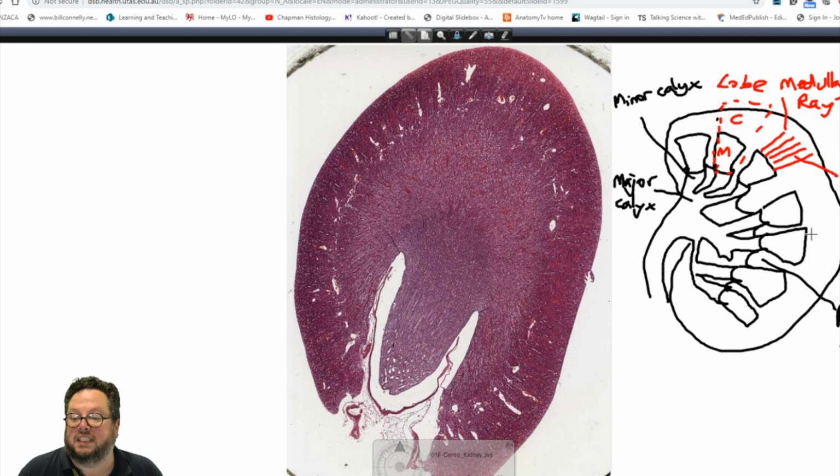So these renal columns are basically extensions of the cortical tissue down into this region, which we would typically identify as the medulla of the kidney. So this is a renal column here, and this is the medullary pyramid with the apex there.